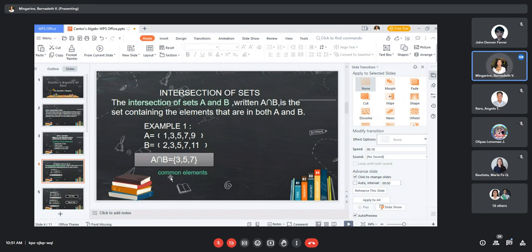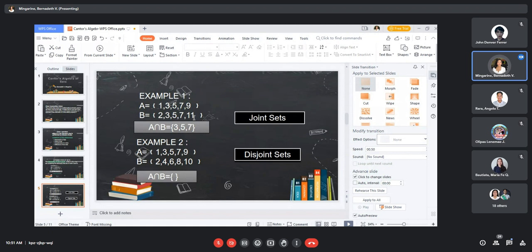And then, ano yung elements ni A na wala kay B? We have 1 and 9. So ang ilalagay natin kay A ay 1 and 9, at ang ilalagay natin kay B ay 2 and 11. This example also shows joint sets. Bakit natin tinawag na joint set? Kapag sila ay may parehong common element o pagkakapareho, ibig sabihin ay joint set.